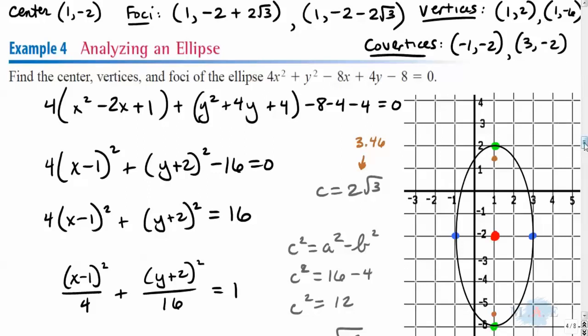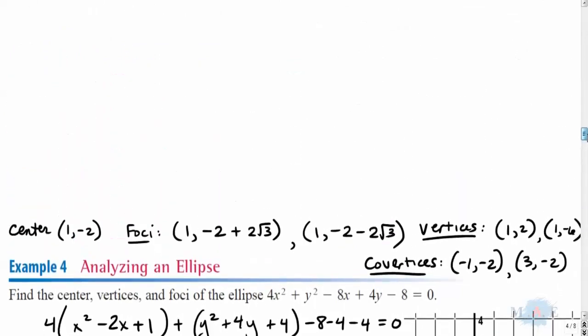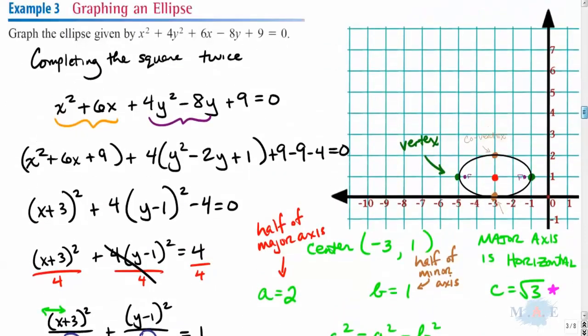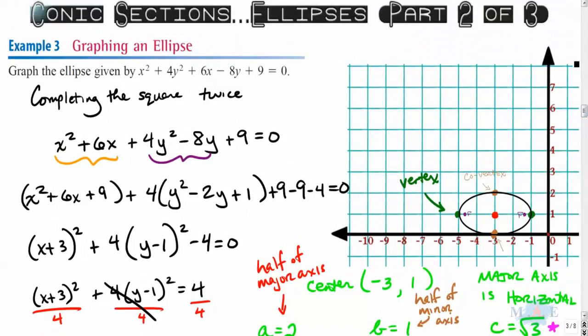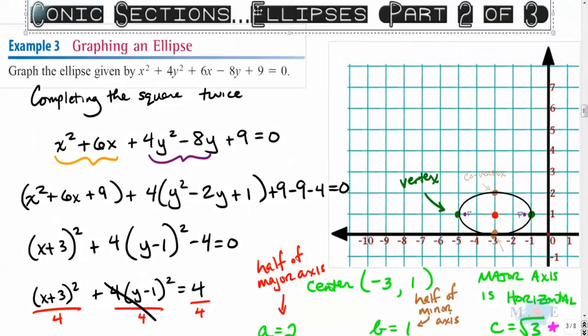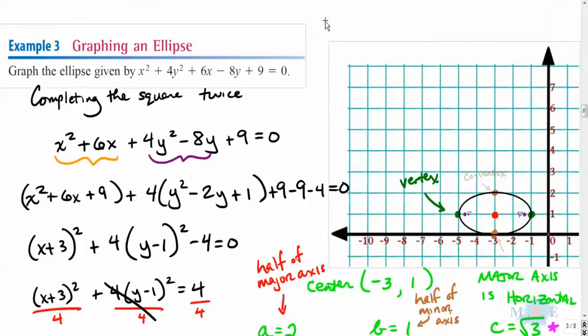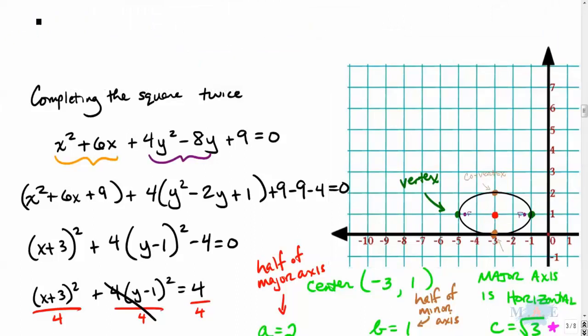And it might be a good idea for me to go back up here to this example and write down those exact values for you. So let me do that now. Let me get this out of the way. And we'll write down our center. That's -3, 1.